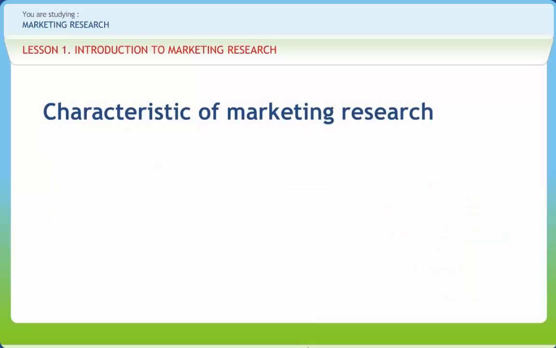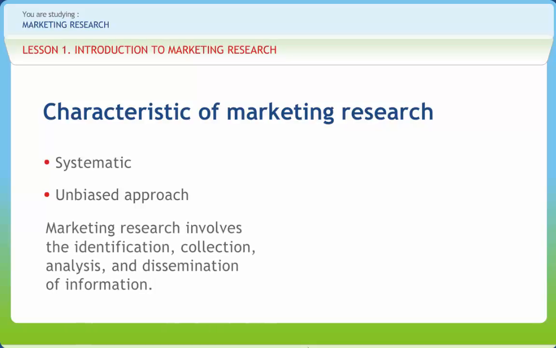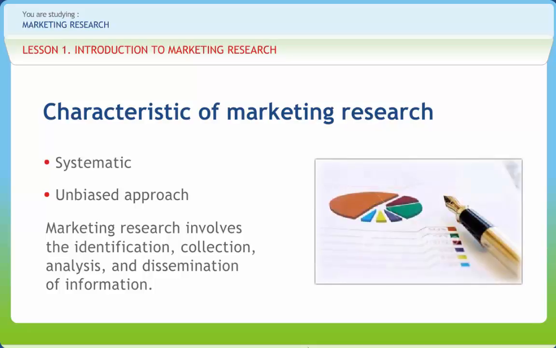Marketing research uses the scientific method, in which data is collected and analyzed to test prior notions or hypotheses. Marketing research is systematic. It has an unbiased approach. It attempts to provide accurate information that reflects a true state of affairs. Marketing research involves the identification, collection, analysis, and dissemination of information. It will allow you to test ideas of products without actually having to launch them to know if they are successful. You can change a design, a product, or a service and see what results you get.